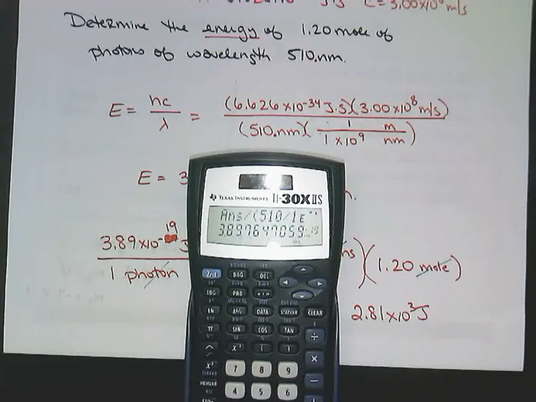Yeah, parentheses are tricky. You said we could also use Avogadro's number instead of doing that whole step? Yep, yes, that would be fine too. Yep.